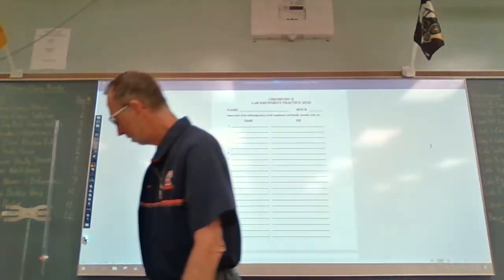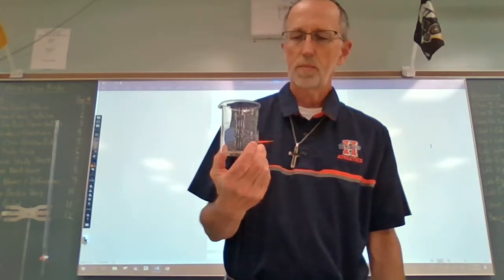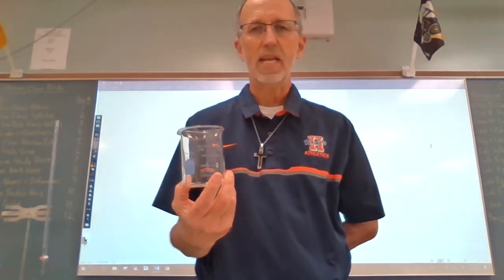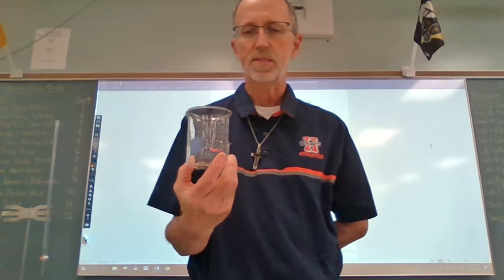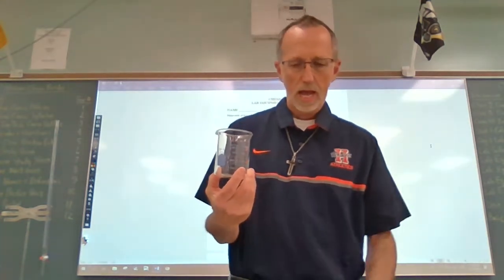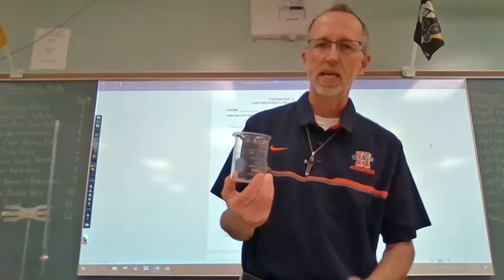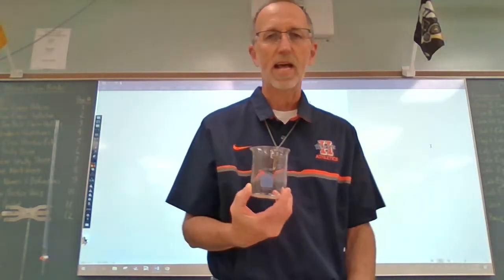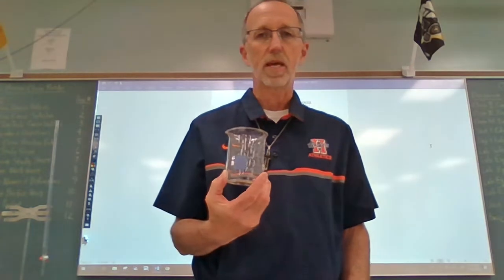Number four. This is number four. Probably you all recognize this. You've seen them before, used them before. This is a beaker, of course. This is just one of many different sizes that we have. This is a 250 ml beaker. It is also a reaction vessel. So basically a beaker and an Erlenmeyer flask can be used essentially for the same things.